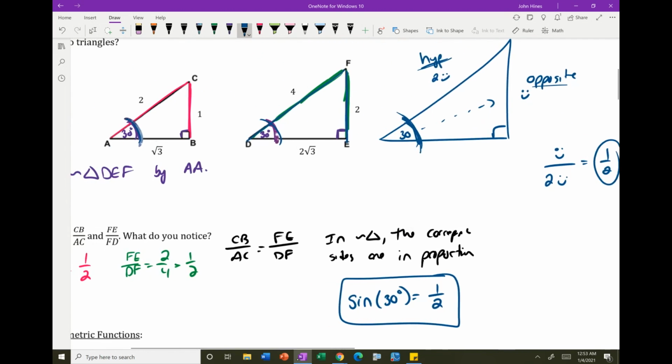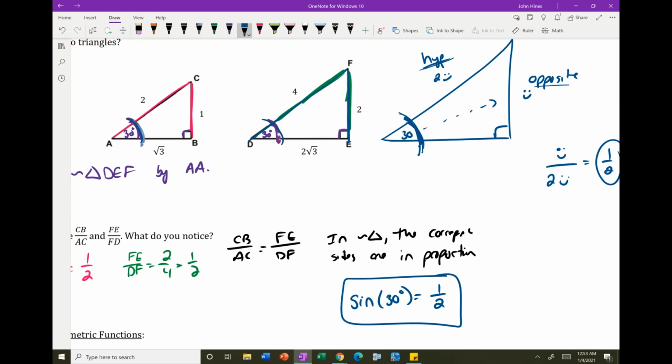Trigonometry boils down to similar triangles and knowing that this one angle in a right triangle determines actually all three sides of the right triangle, determines the ratio of those two sides. We don't know how big the triangle actually is, but I know the ratio of those two sides depending on what trigonometric function we use.